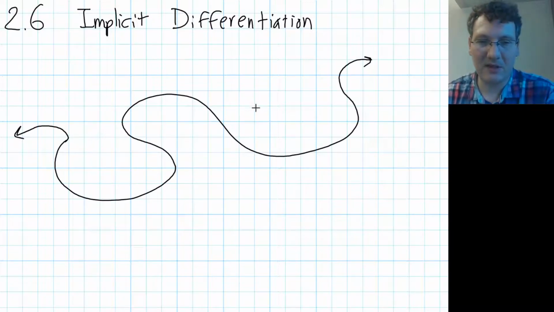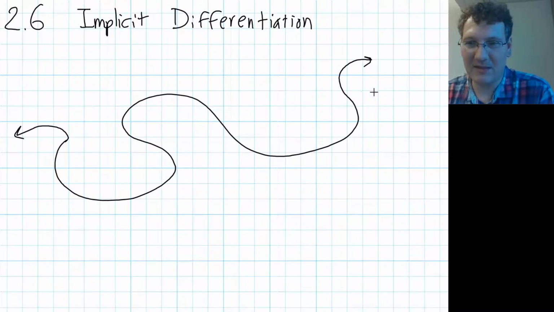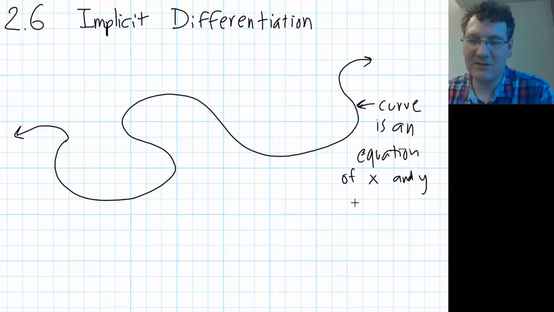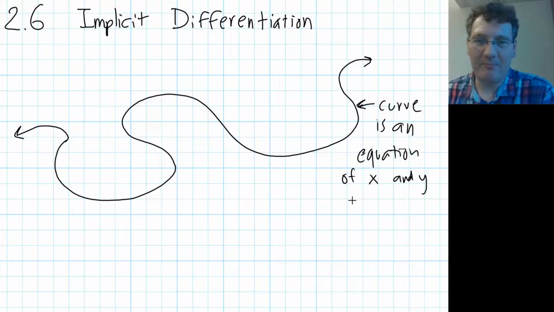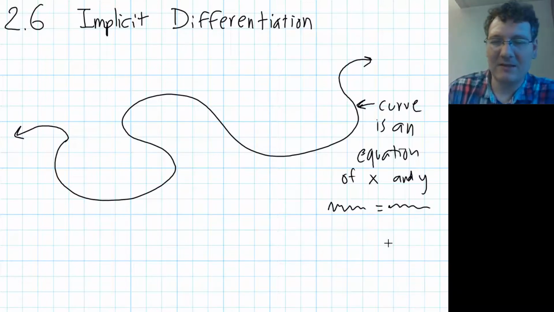Okay. So let's say this curve y, I can't represent it as a function of x, but let's say the curve is an equation of x and y. So a bunch of x's and y's: x squared plus x times y minus y times x to the third plus square root of x plus y, and all of this stuff is jumbled together, and what you get is this big equation. So a bunch of stuff equals a bunch of stuff, maybe something like that.